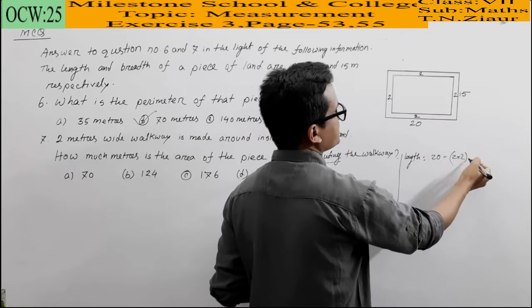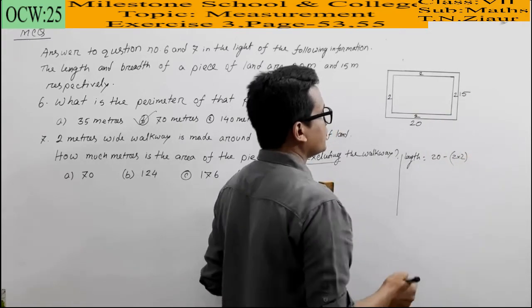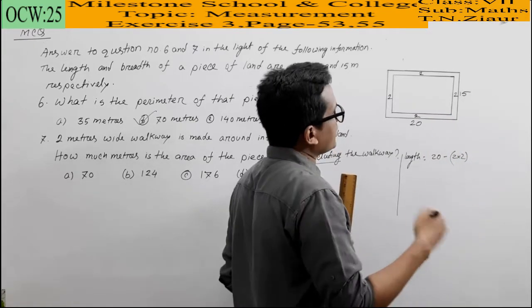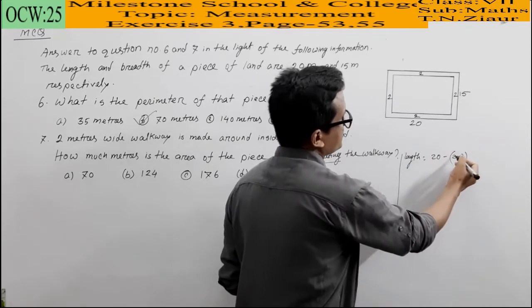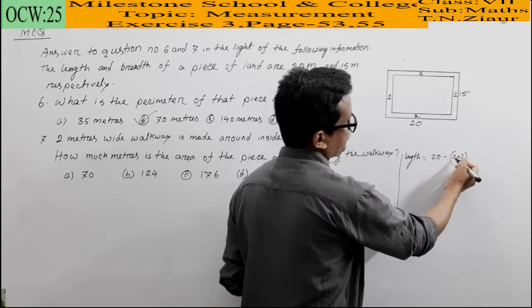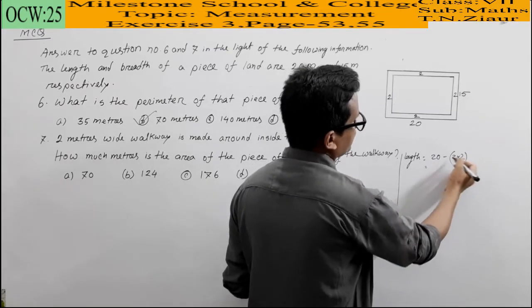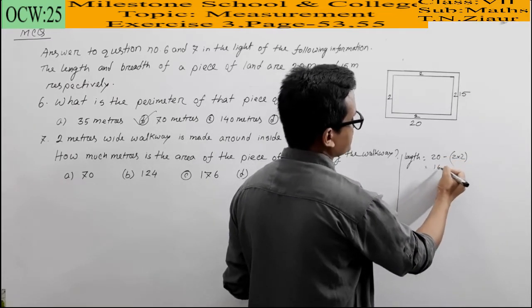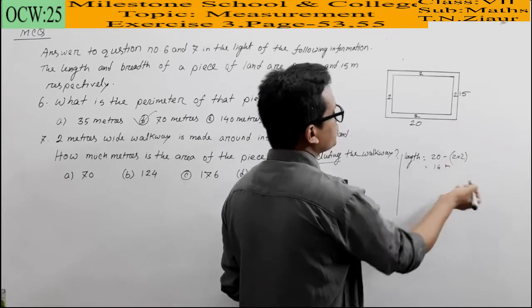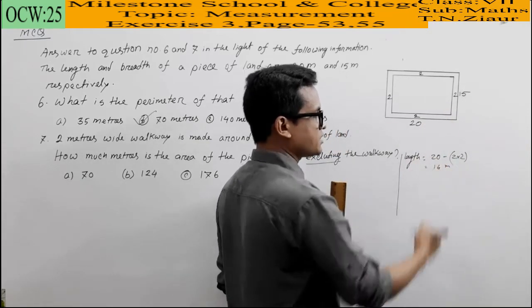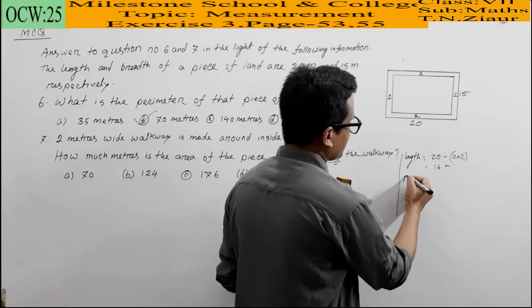If it is 3, 3 plus 3. If it is 4, 4 plus 4. So actually always write 2 times the width. That means 2 into 2, 3 into 2, 5 into 2, like this. Now 2 2s are 4, 20 minus 4 will be 16. So without the walkway, the length is 16 meter, and breadth is what?